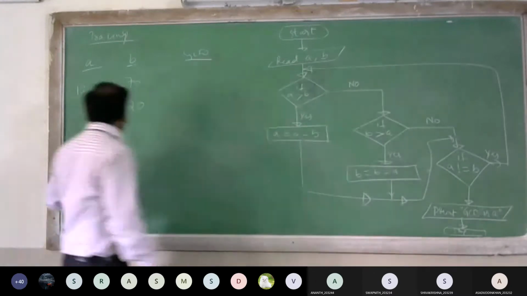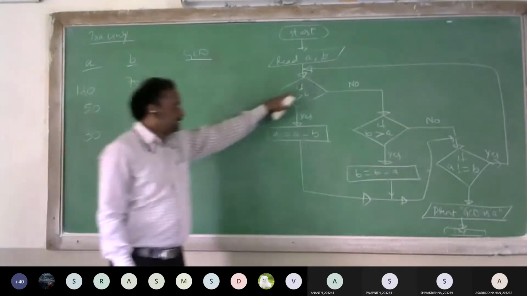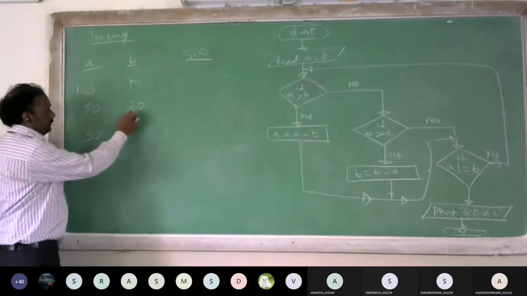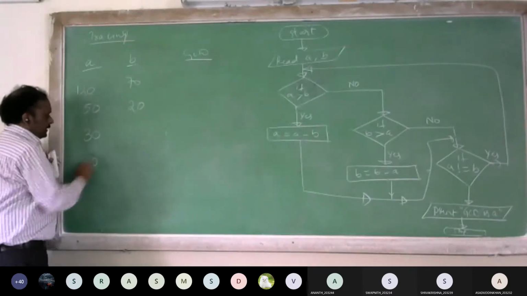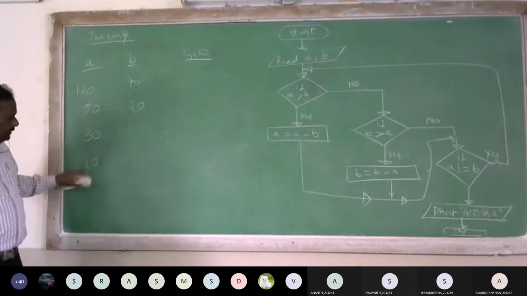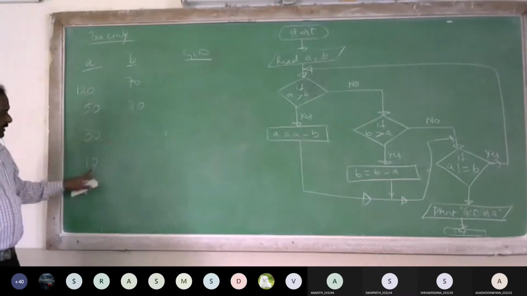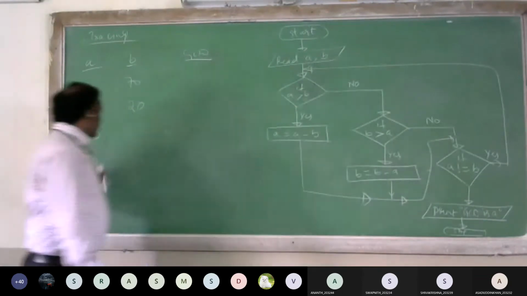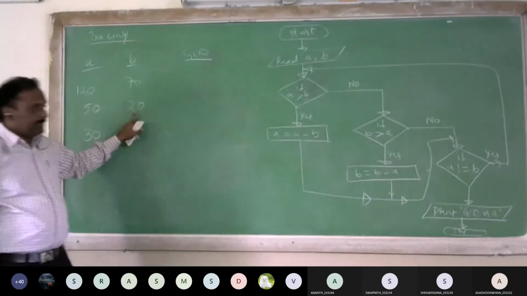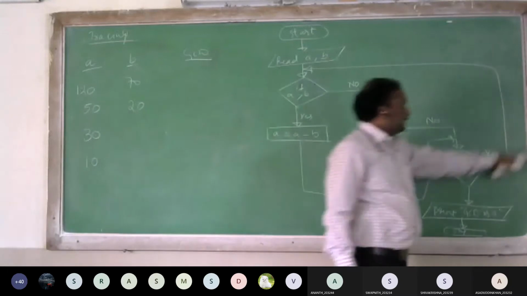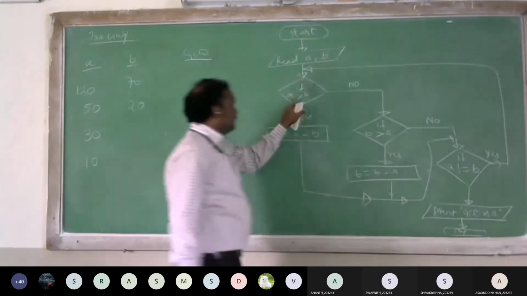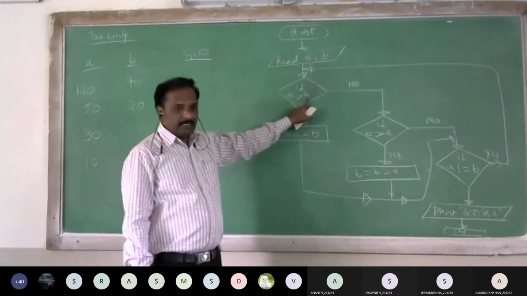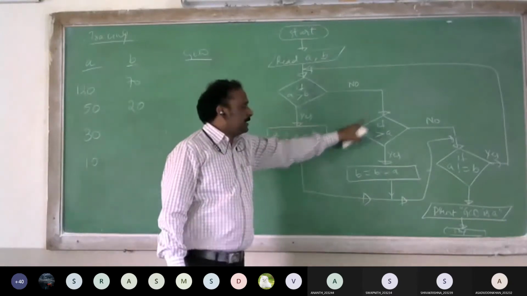A greater than B. 30 greater than 20. Yes. Yes means follow this path. A is equal to A minus B. 30 minus 20 is 10. A is changing. Now again follow this arrow. 10 is not equal to 20. Yes, follow this path. Now here again check. Is 10 greater than 20? No. No means follow this path.